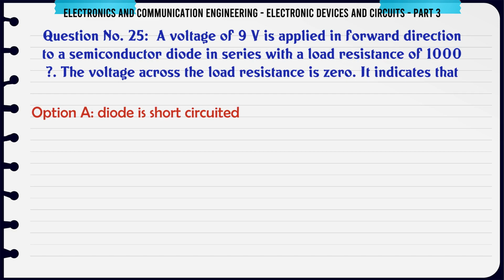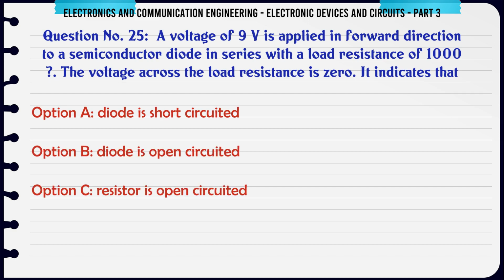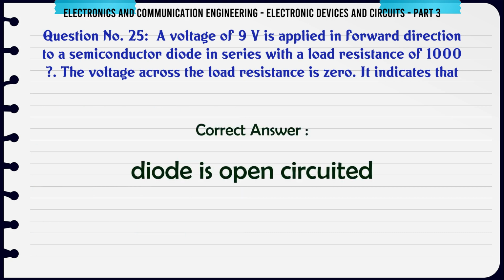A voltage of 9 V is applied in forward direction to a semiconductor diode in series with a load resistance of 1000 ohms. The voltage across the load resistance is 0. It indicates that: A, diode is short-circuited; B, diode is open-circuited; C, resistor is open-circuited; D, diode is either O.C. or S.C. The correct answer is diode is open-circuited.